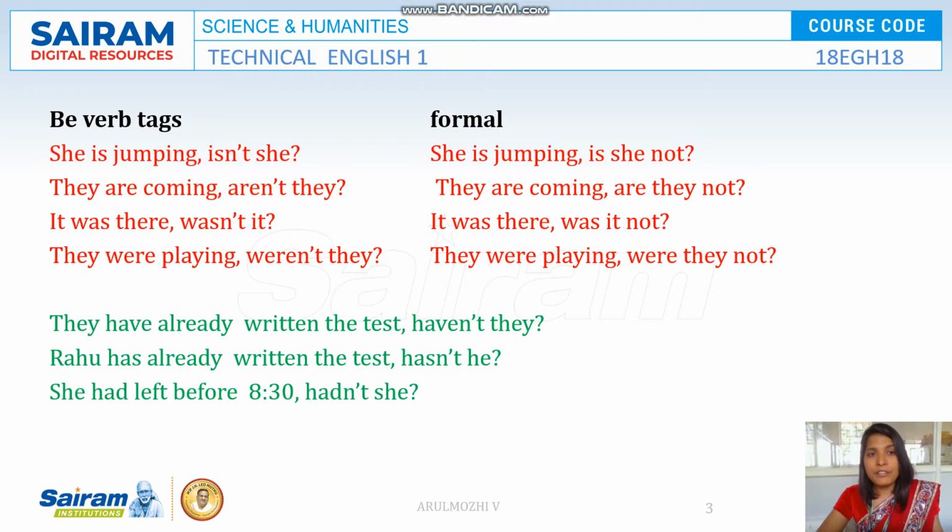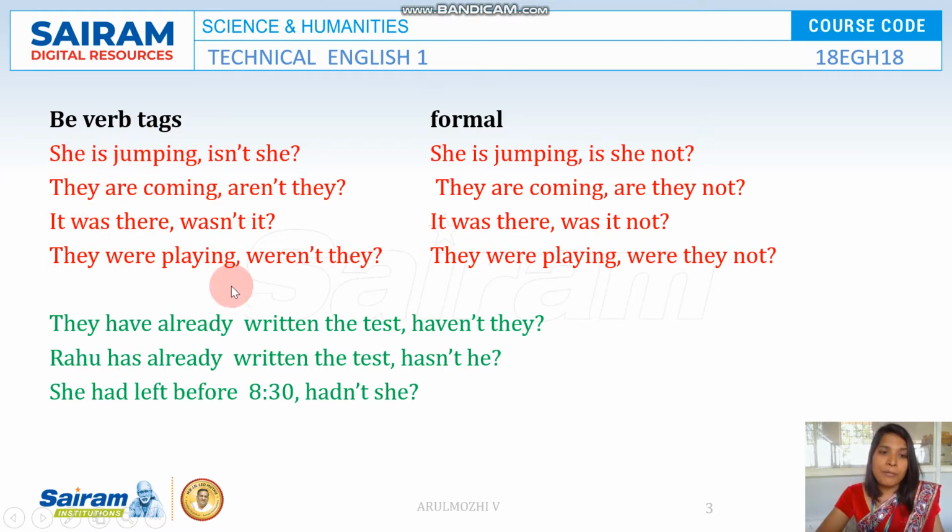In these kinds of sentences, be verbs are very obvious, so it is very easy to make the tag. And keep one thing in mind: at any cost, you should not change the tense. Take for example, "She is jumping, wasn't she?" That is the wrong way of making a tag. If the be verb is in present tense in the statement, the be verb in the tag must also be in present tense. If you change the tense, it will go wrong.